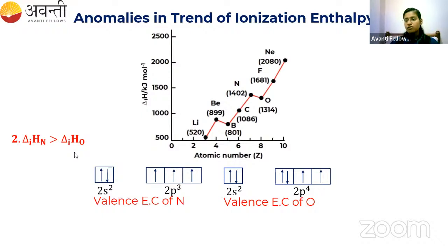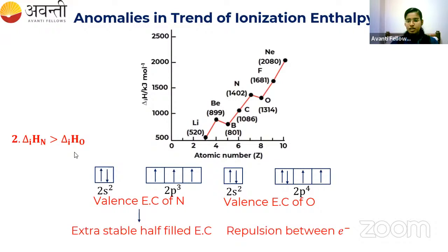The one which is having the half-filled configuration is more stable. So the energy required to remove the electron from a more stable configuration is more. Clear? Extra stable half-filled electronic configuration. And here there will be repulsion in case of oxygen. So because of the stability, nitrogen is having the higher ionization enthalpy value. Shall I go for one previous year question from this concept? Is it clear to all of you?